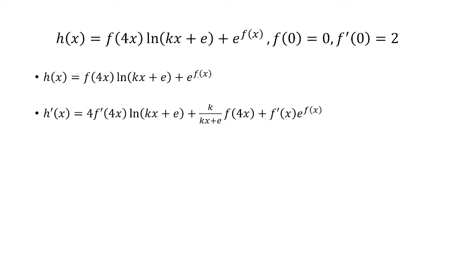Now we need to take the derivative of e to the f of x. For e to the f of x, we leave that the same, so we have e to the f of x. And then by chain rule, take the derivative of the exponent, which is f prime of x.